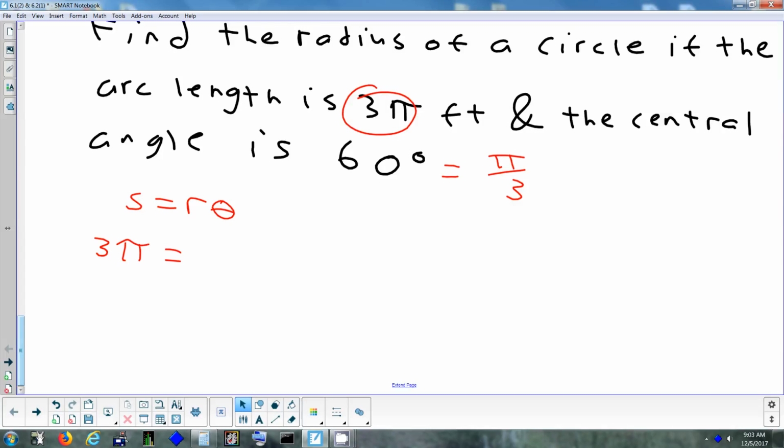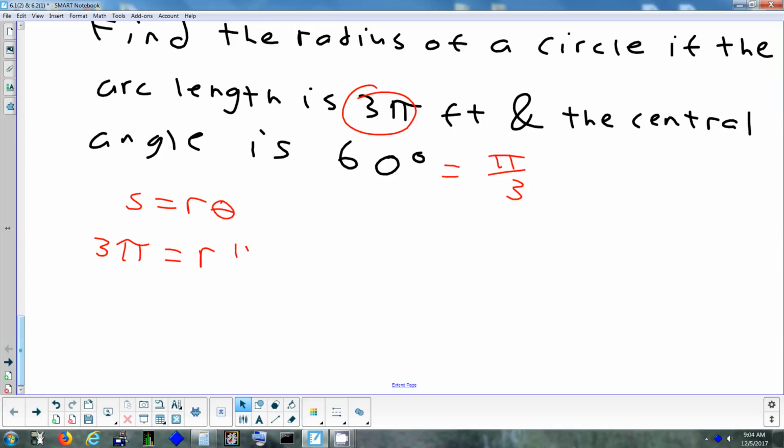I know it could be a little tricky because there's a 3 in both of them, so if you're confused, like, wait, did he say pi over 3 or 3 pi? That usually doesn't happen, but in this one it did. So r, we don't know. And then pi over 3, we're plugging in for the angle. Any questions on that?